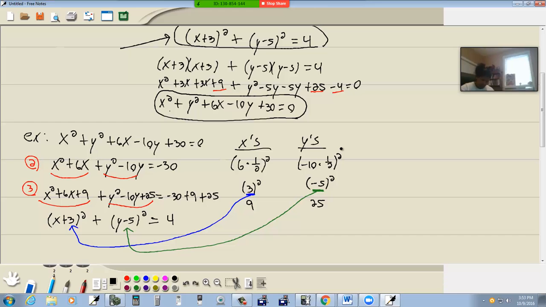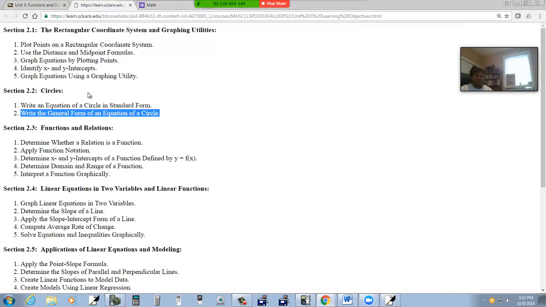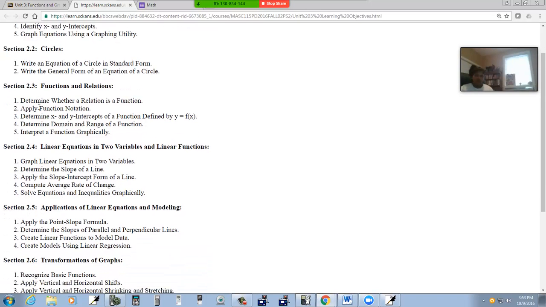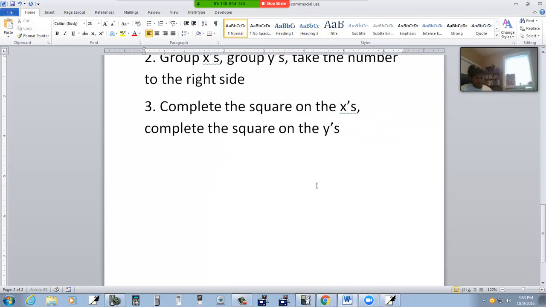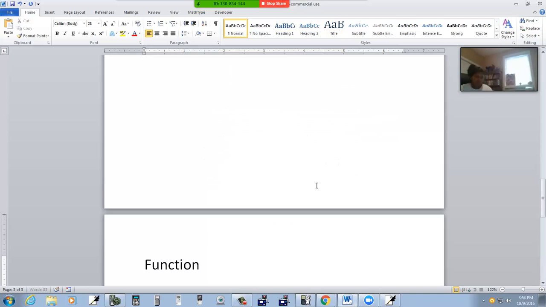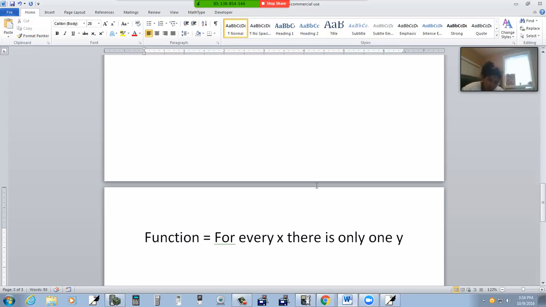Okay, let's take a look at, that was section 2.2. Section 2.3 is functions and relations. First thing we'll do is just talk about generally what a function is. Now, the definition of function says for every x, there is only one y. That's a very hard definition to work with. The only time it works well is when you're dealing with points.